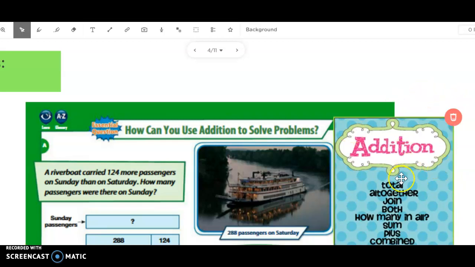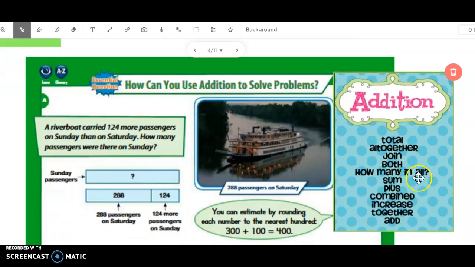Now, I added this resource on the side to help us start memorizing all of the words we can look for when we are adding. Some of them you might see are total, altogether, join, both, how many in all, sum, plus, combine, increase, together, and add. Sometimes we have to infer, that means guess, if we are going to add or subtract. If we are getting a total but it doesn't say the word total, then we would have to add. Let's go ahead and begin.